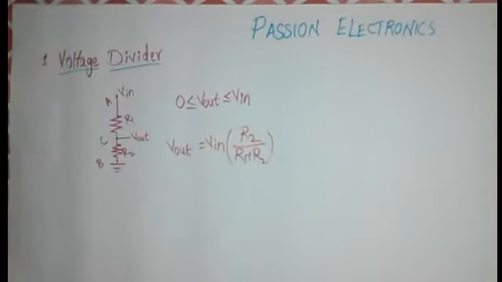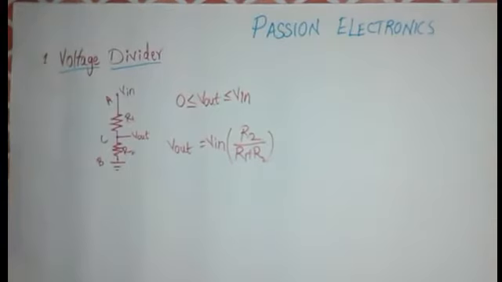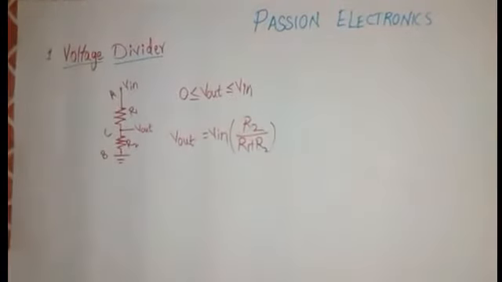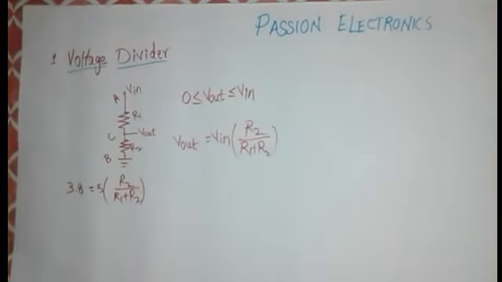V out at node C is given by the relation V out equals V in times R2 over R1 plus R2. So by varying the resistors R1 and R2, you will be able to generate any voltage at V out which satisfies the condition 0 is less than or equal to V out, which is our requirement, is less than or equal to VIN. For example, let us try to get V out to be 3.8 volts by supplying V in to be 5 volts.